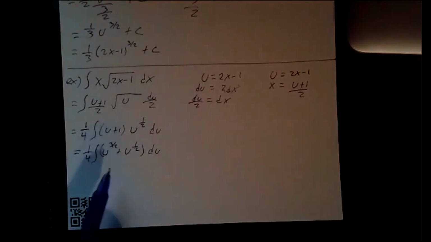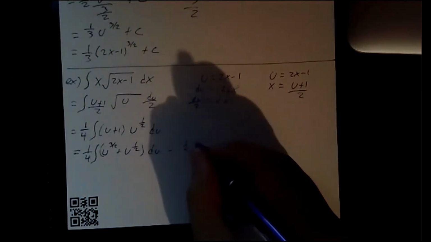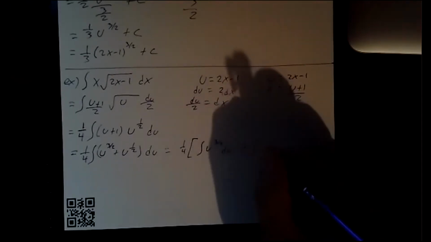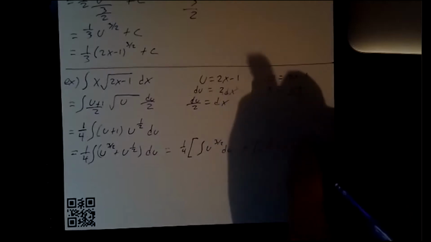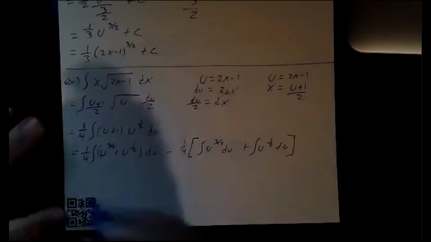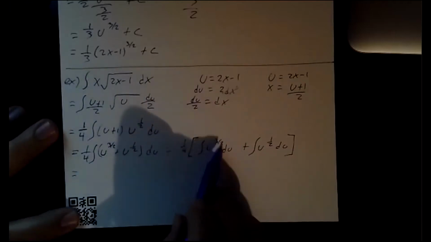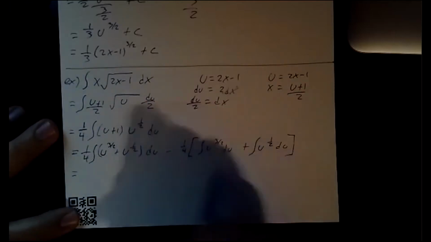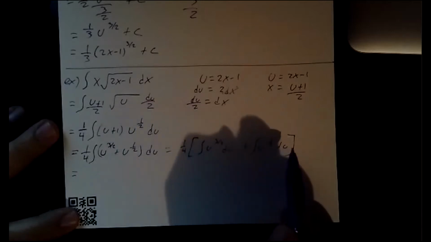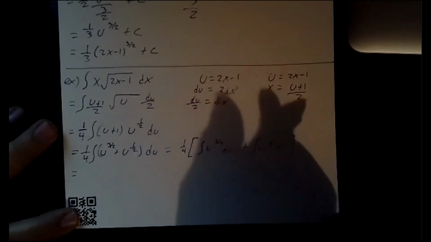So now we can just integrate these separately, and then we'll deal with the 1/4. So this will be 1/4 brackets times the integral of u to the 3/2 du plus the integral of u to the 1/2 du, which will be power rules, right? There's 3/2 plus 1, divide by the same thing, 1/2 plus 1, divide, and then deal with all the fractions.